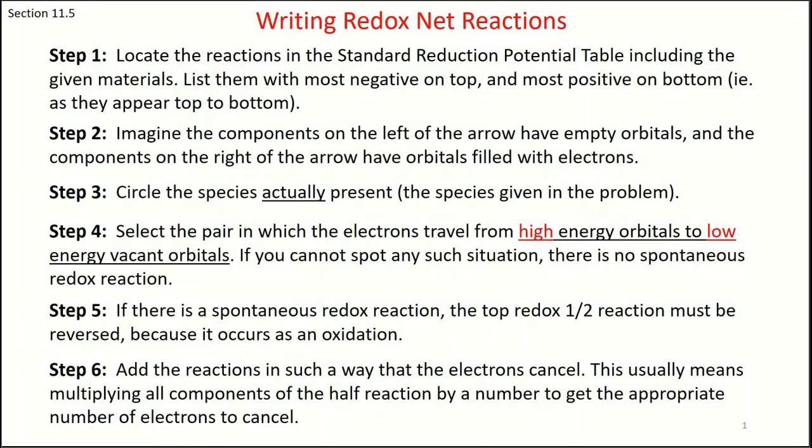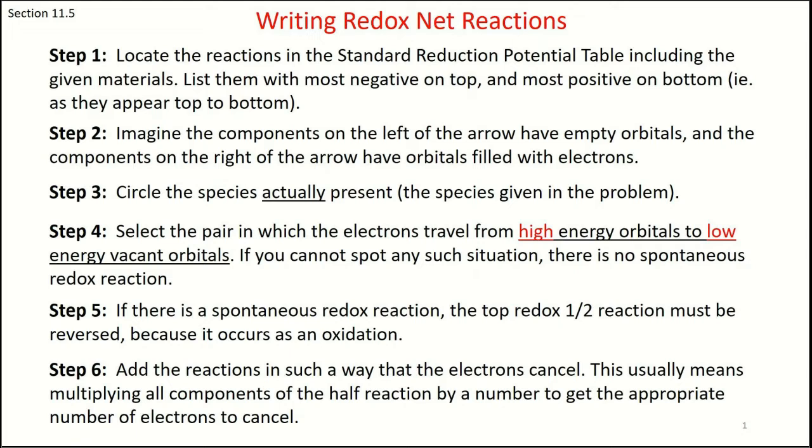With a little bit of background in redox reactions, now we can actually go through the process of writing net redox reactions. So we've listed the steps for that here. Now first, with the given problem, you want to locate the reactions in the standard reduction potential table that include the given components. Once you do that, you want to list these reactions from the most negative potential to the most positive potential.